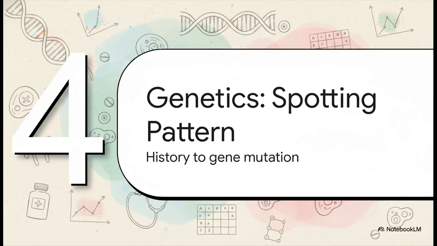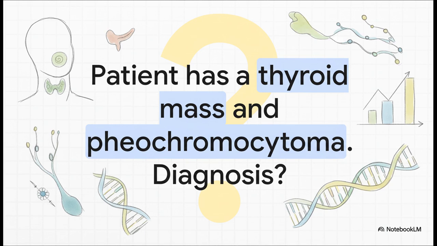And finally, let's talk about genetics. This field is exploding, and the USMLE wants to see that you can connect the dots, from a patient's symptoms and their family history, all the way to a specific genetic syndrome and even the gene mutation itself. So check out this case. You've got a patient with a thyroid mass from the parafollicular cells, plus a pheochromocytoma, and his dad had a similar history. Okay, alarm bells should be going off. What genetic syndrome should be at the top of your list?